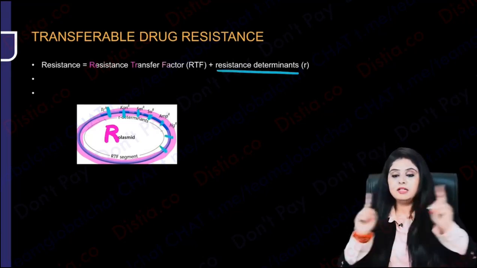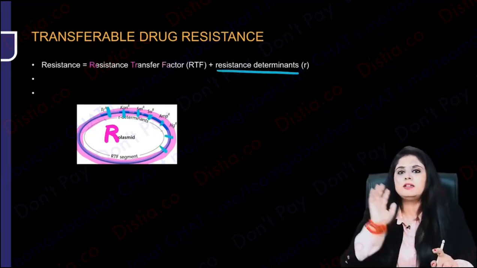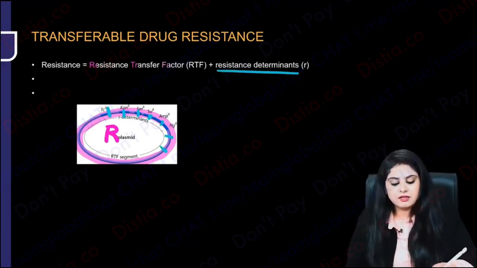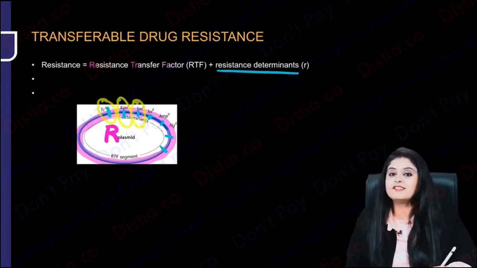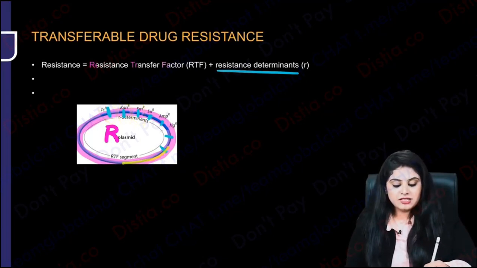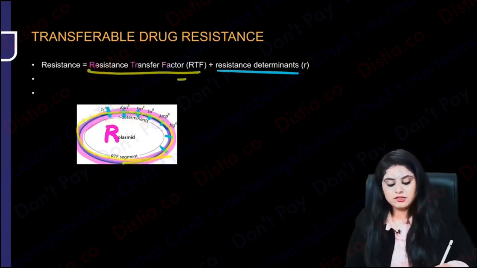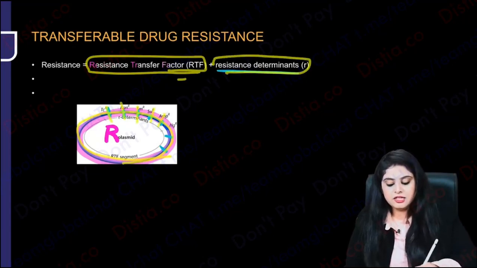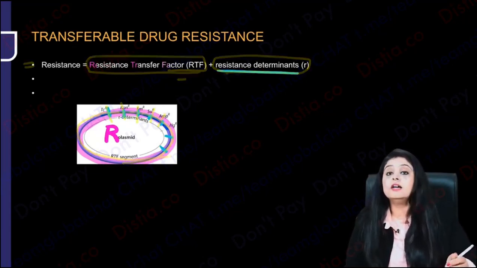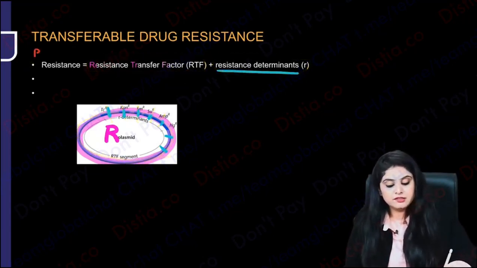This means one big ring can carry resistance for many antibiotics at the same time. This is resistance for penicillin, this is resistance for methicillin, this is resistance for vancomycin. So imagine there's a very big segment called resistance transfer factor. On that, small R determinants are sitting together. This makes it an R plasmid. Together this is known as R plasmids.